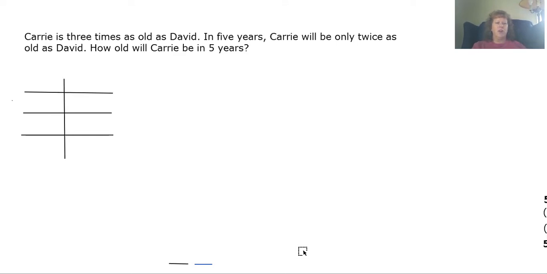So first we're going to start with Carrie is 3 times as old as David. In 5 years, Carrie will be only twice as old as David. How old will Carrie be in 5 years? So we're just going to take this a little bit at a time like we have before, and we see that we've got Carrie and David. So we're going to make 2 columns on your notebook paper, one for Carrie and one for David.